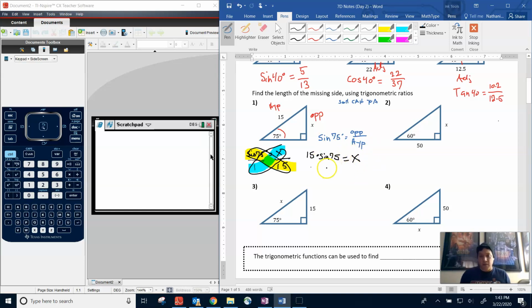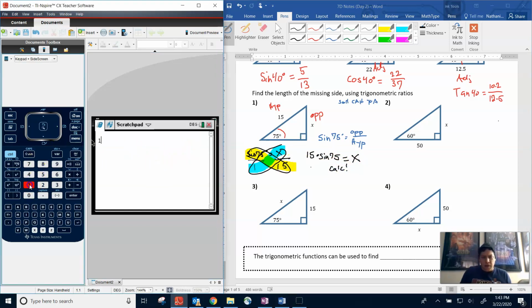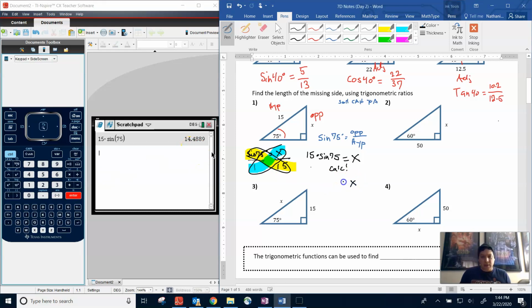X is by itself, and then we can just throw this in your calculator. So we're going to calculate this. So then how do you put this in your calculator? Well, I would just put 15 times, don't forget we use this trig button, sine of 75. Then you hit enter. And that's what we got. So then x would be equal to, what is this, 14.48, but then there's another 8, so it'd be 14.49. And we just found our missing side.